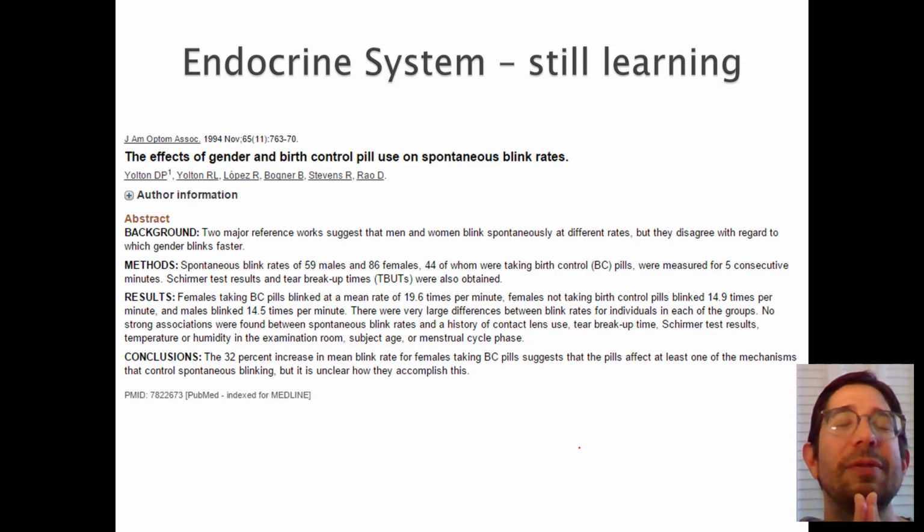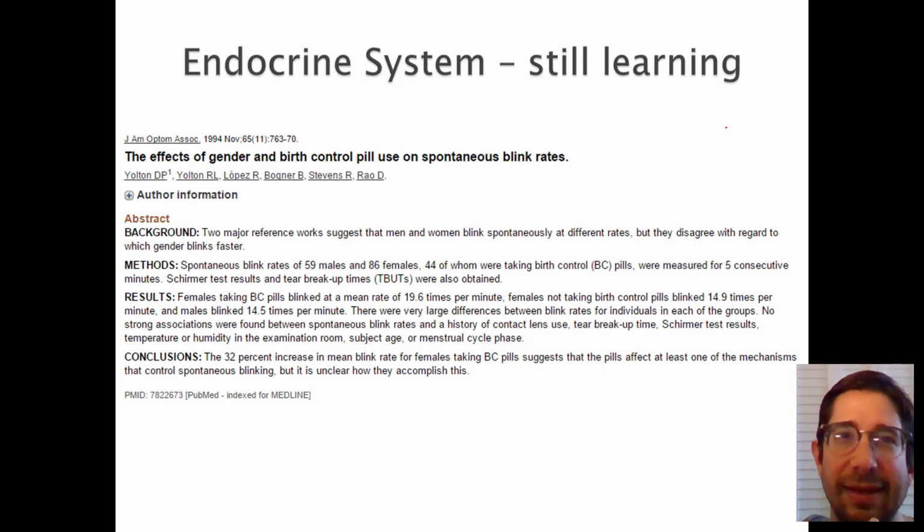Now, as with most of the organ systems here, we don't really have a super firm grasp on how everything in this system works. This paper is back from 1994. It's called The Effects of Gender and Birth Control Pill Use on Spontaneous Blink Rates. So what they did here was some researchers took 59 men and 86 women, and they just monitored them to see how much they blinked. Probably they pretended they were doing some other study, because if you know someone's watching you blink, you might not blink so much. But they counted their blinks. And they knew that some of the women were on birth control and some weren't.